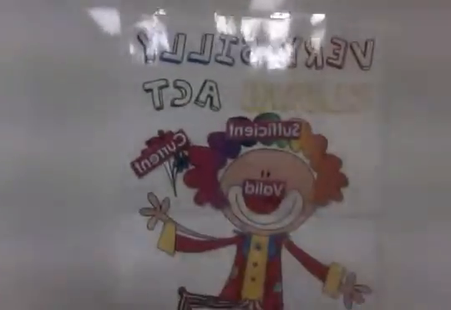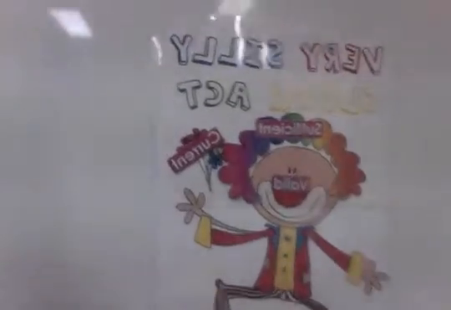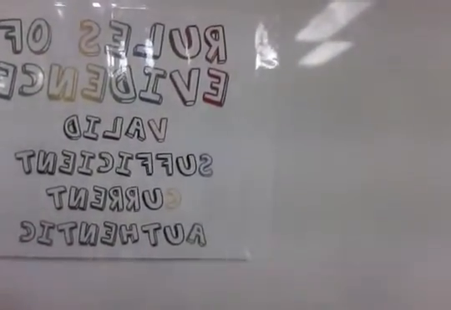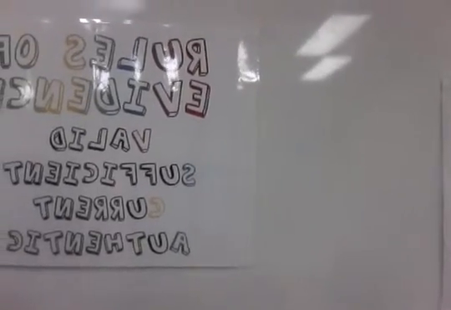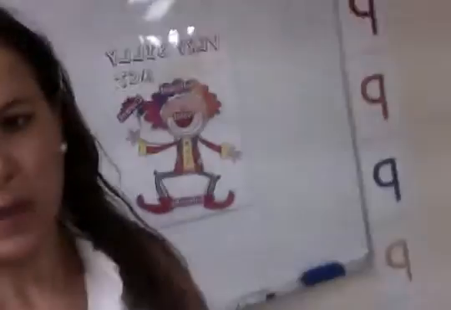Here's your mnemonic: very silly clown act. So that is V for valid, S for sufficient, C for current is clown, and A for authentic is act. Just a fun way to remember it.